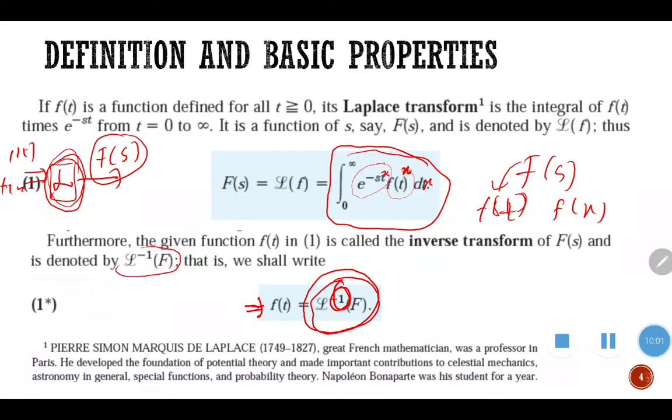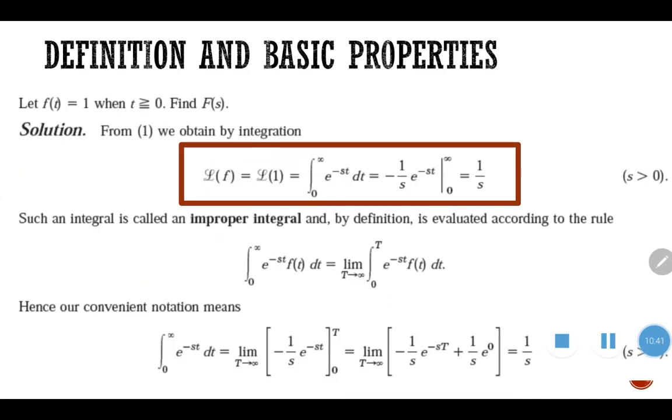Okay, how about this formula? We can say this is the Laplace transform. You ask this old man, Pierre Simon Marquis de Laplace. He is the one who invented this Laplace transform. In fact, this Laplace transform is named after him. A great French mathematician, was a professor, and so on. If you are interested to know about him, Napoleon Bonaparte, do you all know who this is? Napoleon Bonaparte was also his student for a year. You can google this man if you want to know the details about him. Alright. Okay, so let's begin.